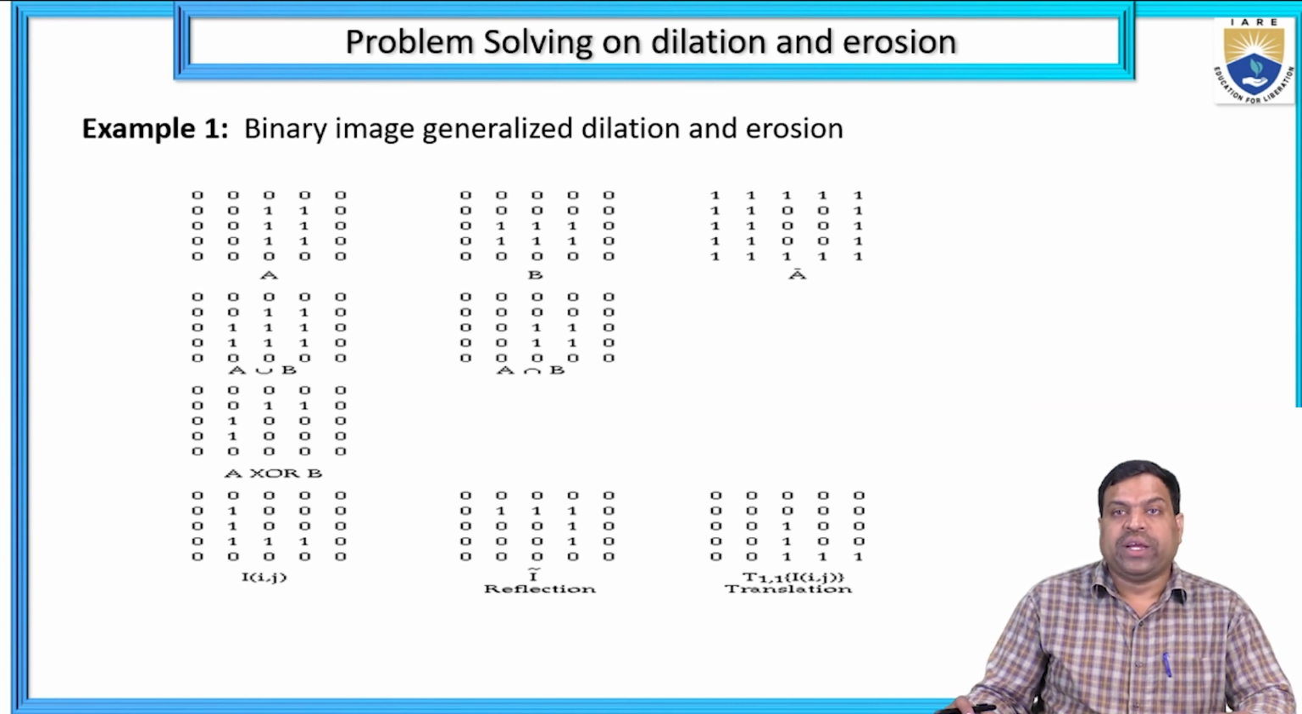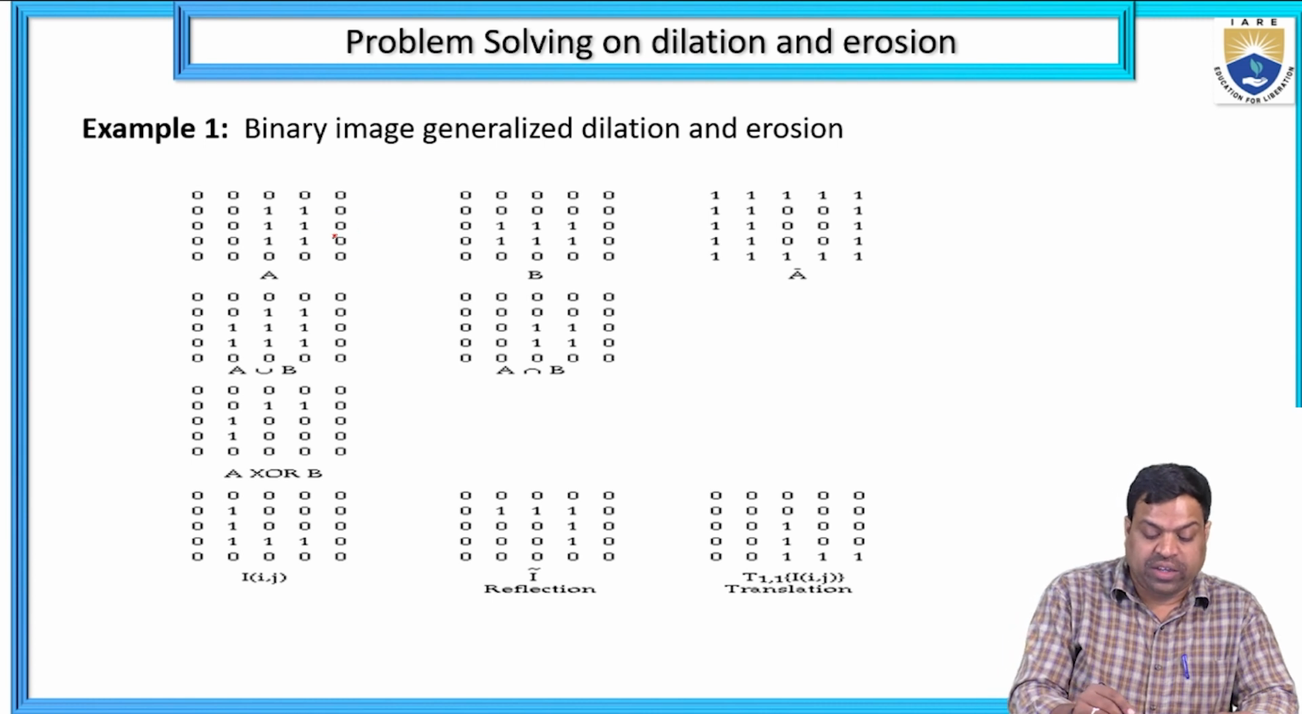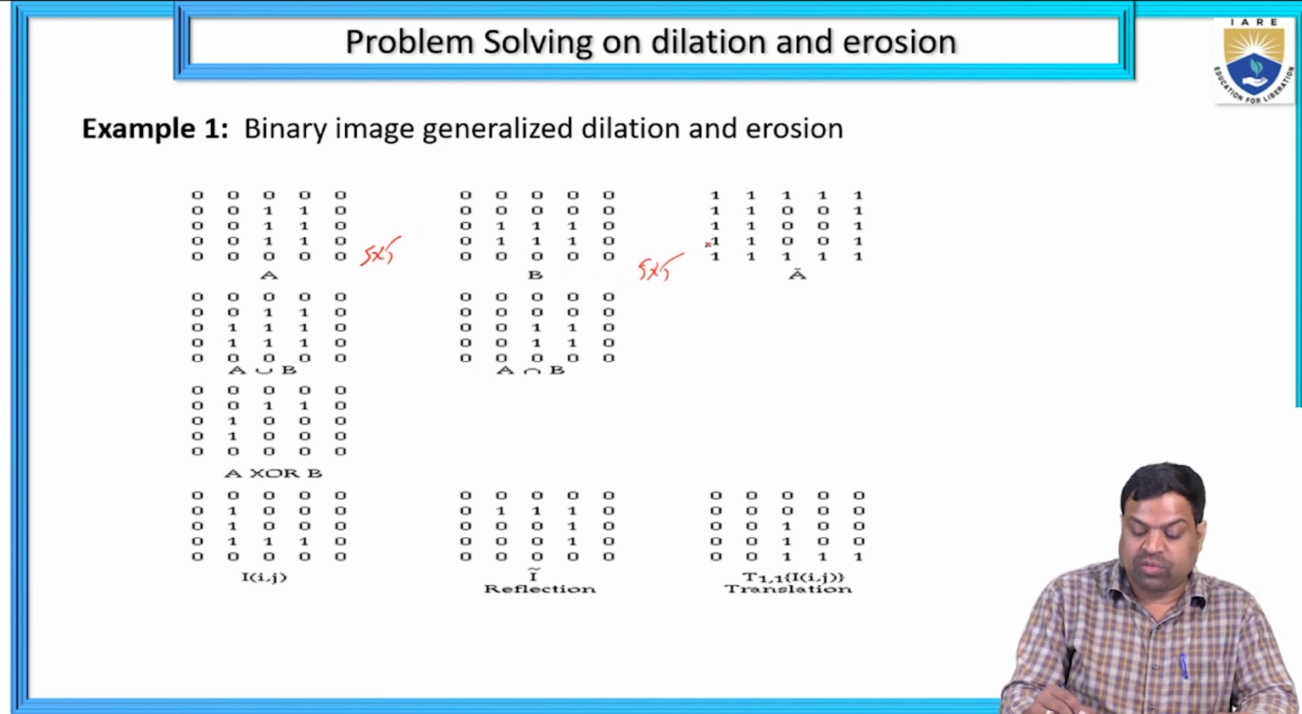For example, I am taking a binary image. Generally, dilation and erosion concepts are there. Here I am taking A, some matrix. What does that mean? I am taking B equal to a 5 by 5 matrix.